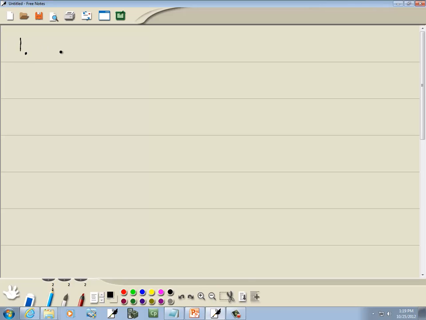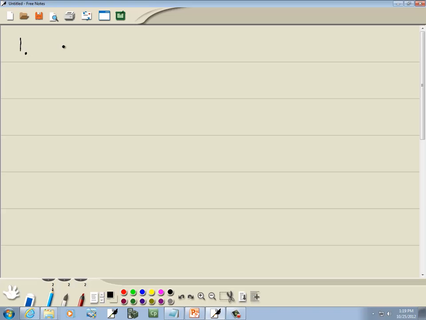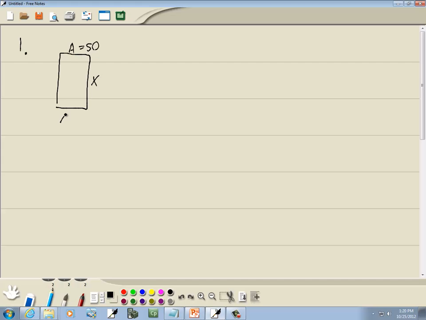Now, our first problem says use a given area to find the missing sides of the rectangle. So we've got area is equal to 50, and this side is x, and this side is x minus 5. Now the area of a rectangle is equal to your length times your width. So in this case, we know area, that's 50, and our length is x, and our width is x minus 5.